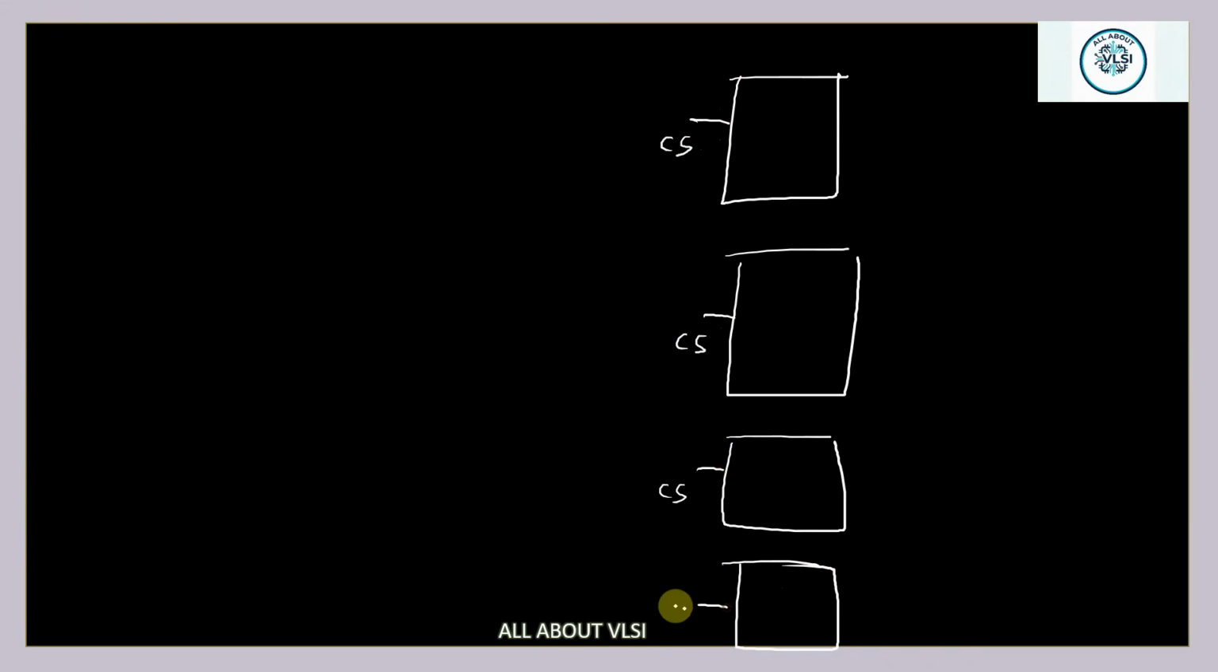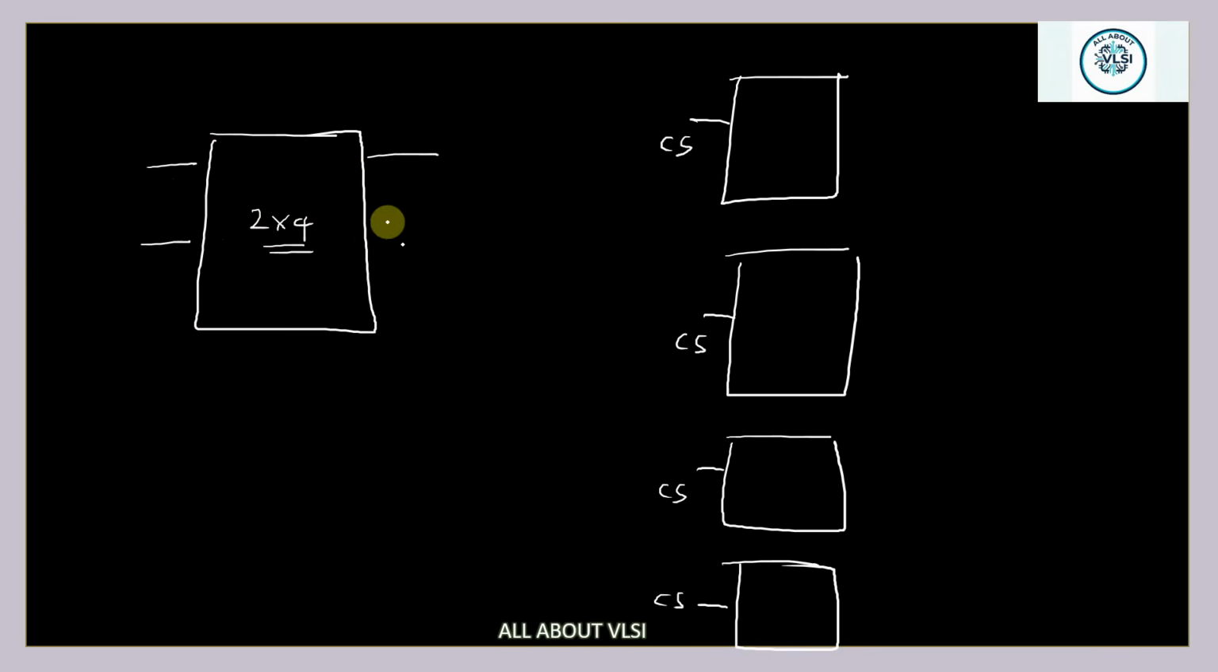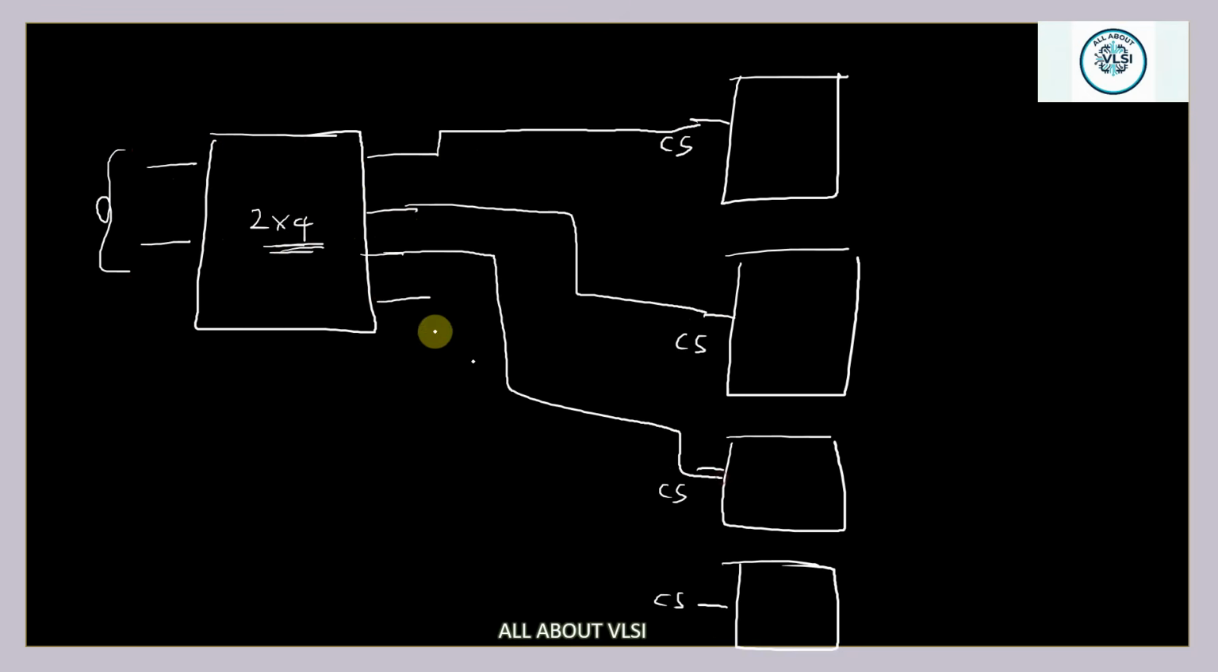Depending upon the address given by the user, we are going to use a 2 cross 4 decoder logic, where it takes 2 inputs and has 4 outputs. Depending upon the address given by the user, we decide which particular output should be equal to 1. Let's say if the user has provided the address as 00, then the output corresponding to the first memory block will be made 1, this CS will be made 1, and all the remaining will be equal to 0. So we are going to implement this particular logic.